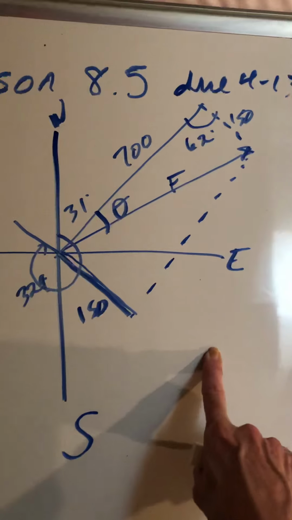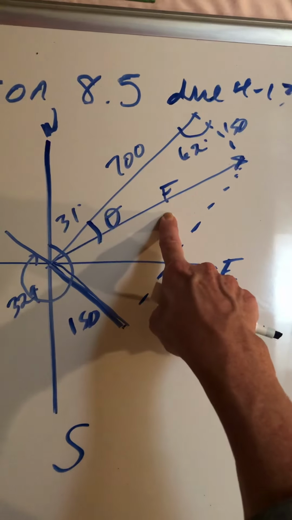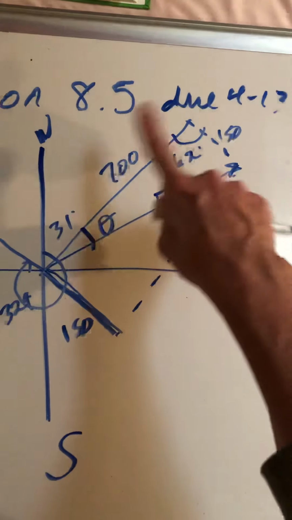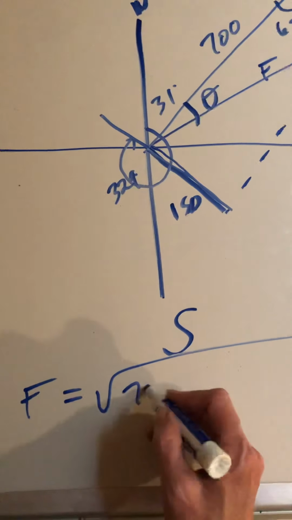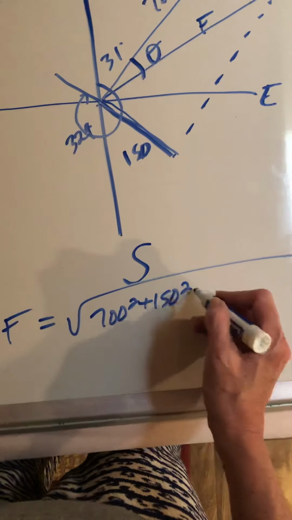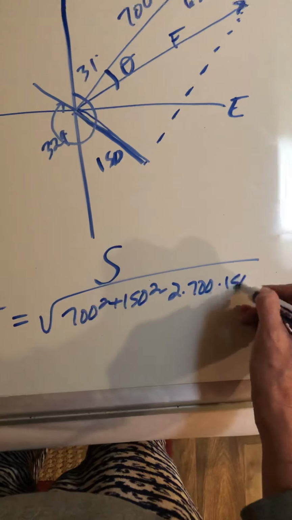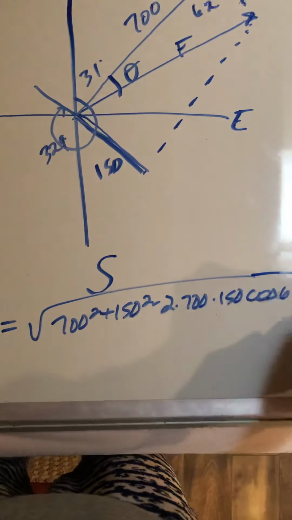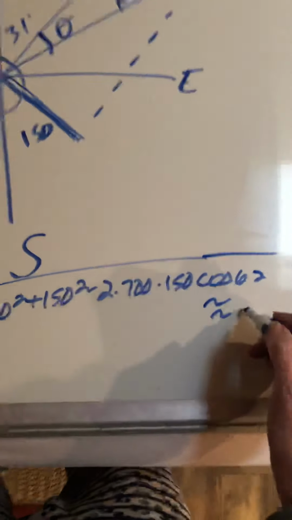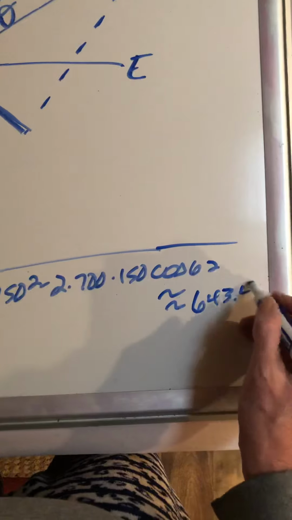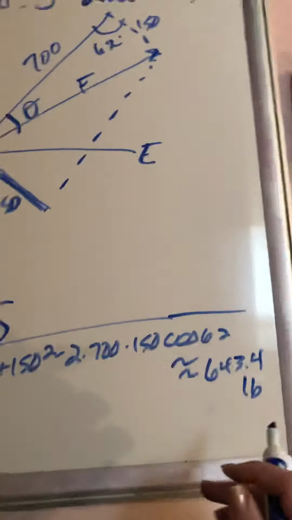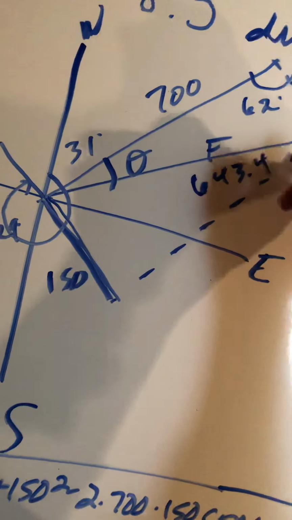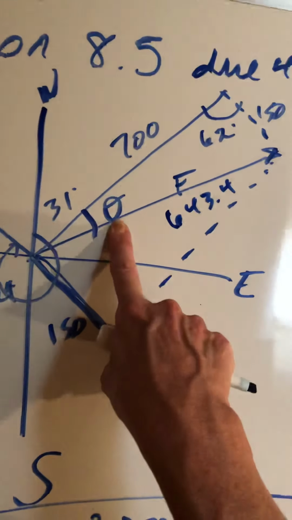So we don't have to use vector stuff on this. Guys, we can use law of cosines because this is opposite 62 and I've got the sides around 62. So to find F, we're going to use law of cosines. It'd be the square root of 700 squared plus 150 squared minus 2 times 700 times 150 cosine 62. When you type that in your calculator, you get about 643.4 pounds. That's pounds of resistance on that. So there's your F. F is 643.4.